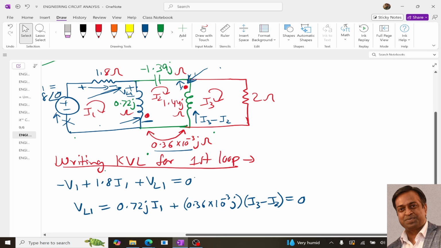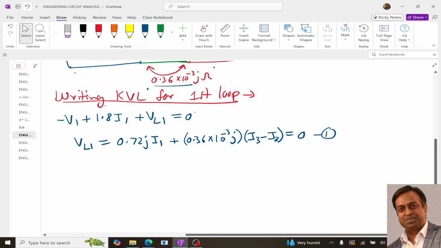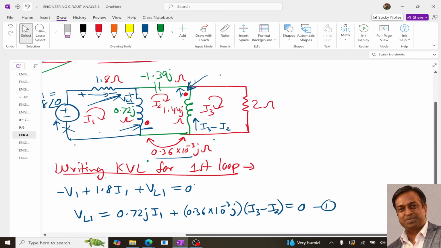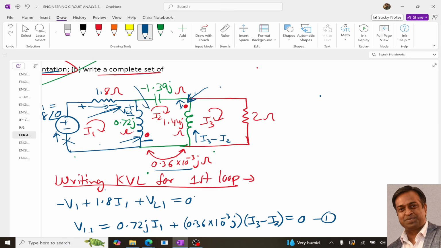So this is our first equation, right? Let it be the first equation. Now coming to the second part. The second thing is that we need to write the equation for the second loop. Now writing the equation for the second loop, over here again we have two inductors, so let this be VL1 and let this be VL2.